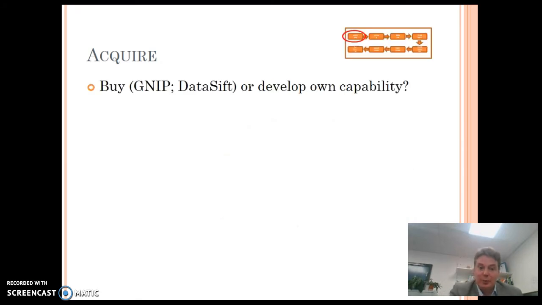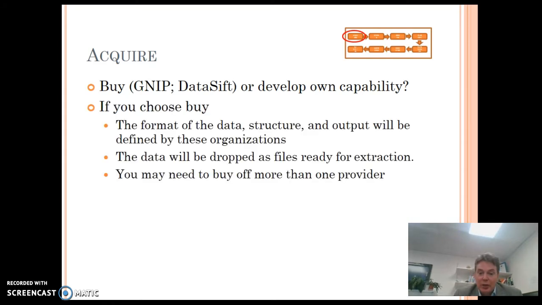So one thing we could do is buy it. Organizations like GNIP or DataSift allow us to buy the data off them, but we could also develop our own capability. One thing to remember is if you buy, the format of the data structure and the output will be defined by the organizations. So you're going to have to match your processes to them. They'll come as files ready for extraction, but you may have to buy off multiple providers, and then you may have issues around whether they're compatible or not.